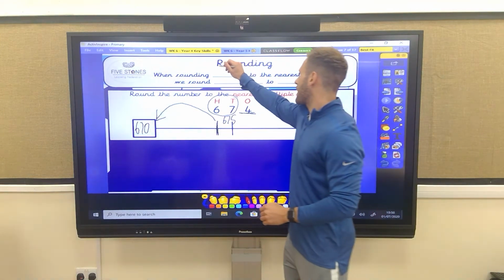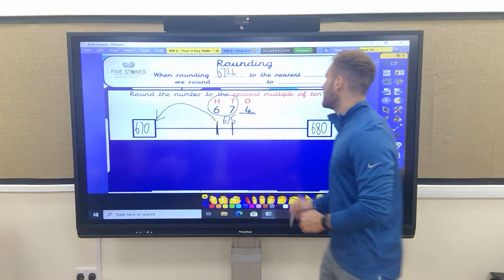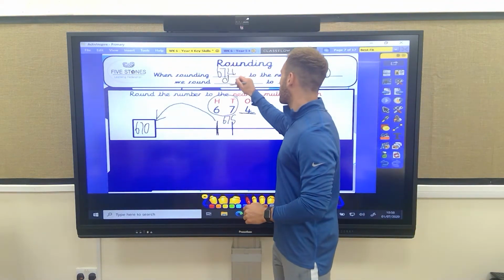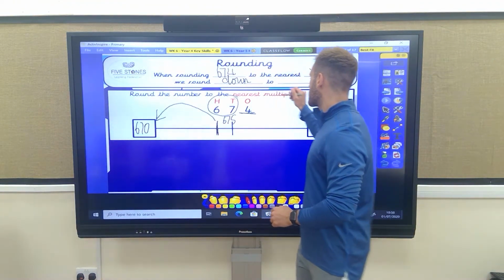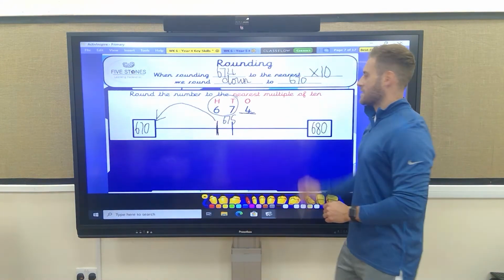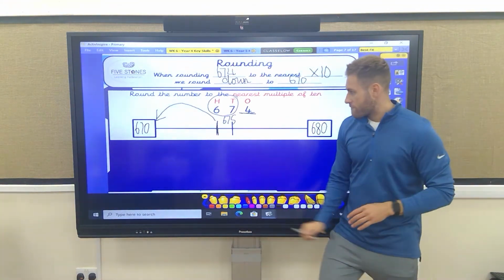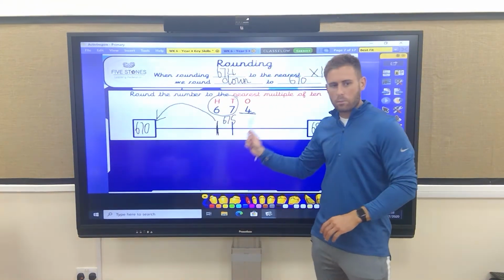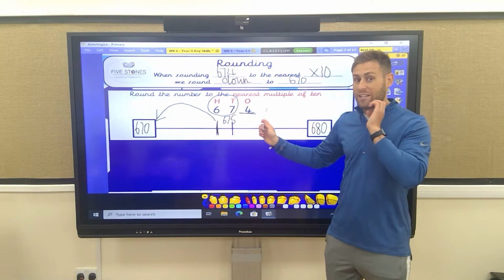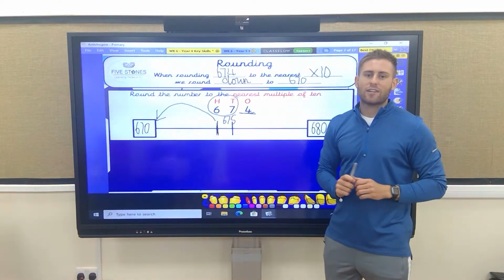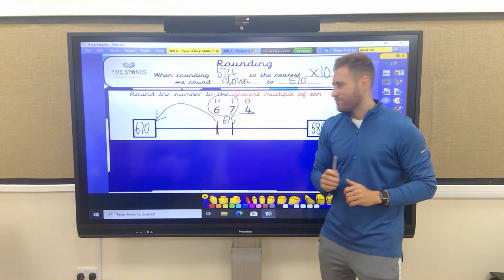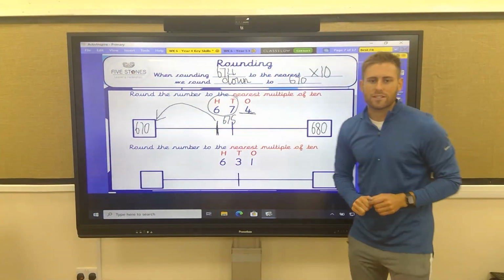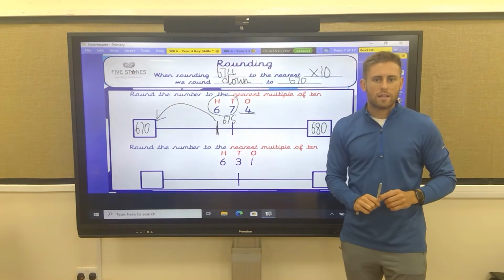Great. So I'm rounding 674 to the nearest multiple of 10. We round down to 670. Great. Find the multiple we're currently at, find the next multiple, look at that midpoint and see what the digit to the right tells you to do. Okay? Your turn to work through this problem where you are rounding to the nearest multiple of 10. Pause the screen, give yourself some working out time.